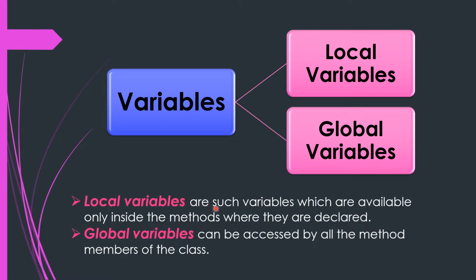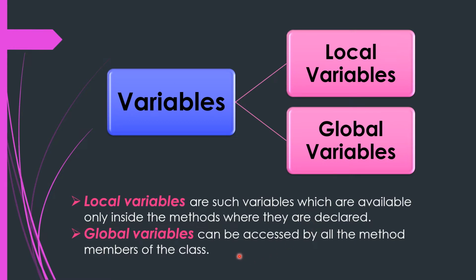Local variables are such variables which are available only inside the methods where they are declared. Suppose that you have declared a variable inside a method, and that variable is only available inside that method and not any other method of the class, then such variables are known as local variables.